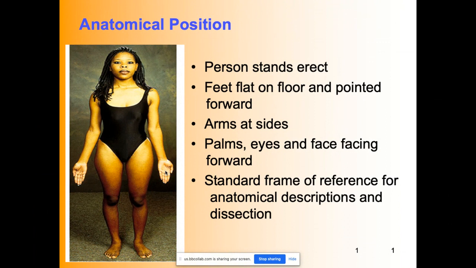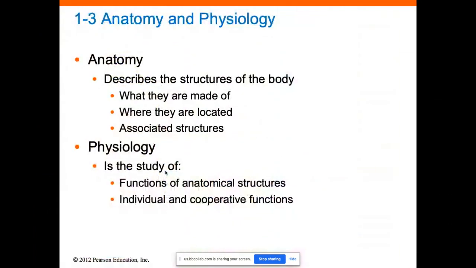You don't see the back of the hands because the back of the hands are facing backwards, which is posterior. When we talk about A&P, anatomy and physiology, anatomy is dealing with the structure, human structure. Physiology is more of human function.